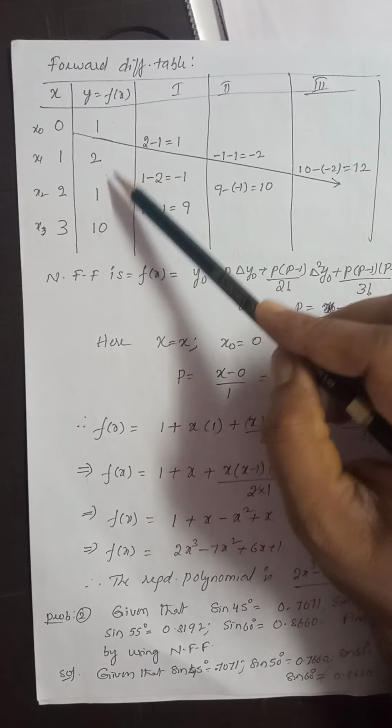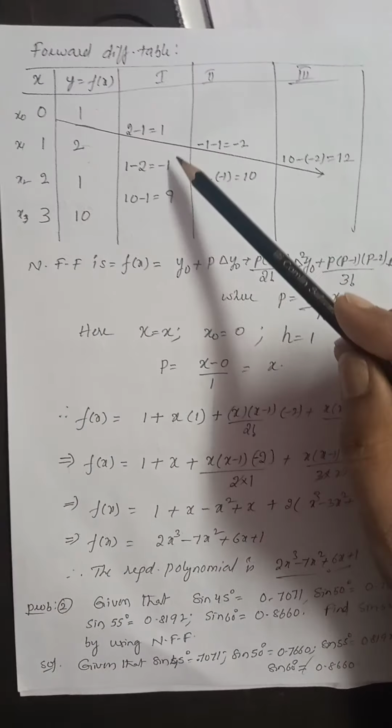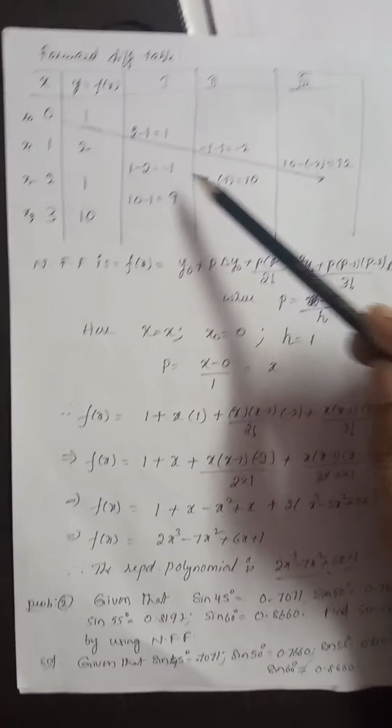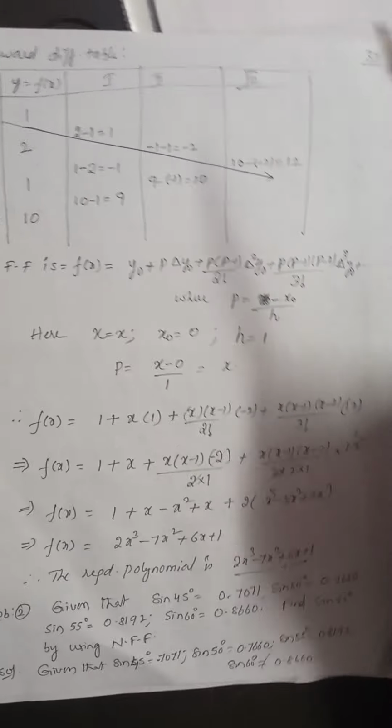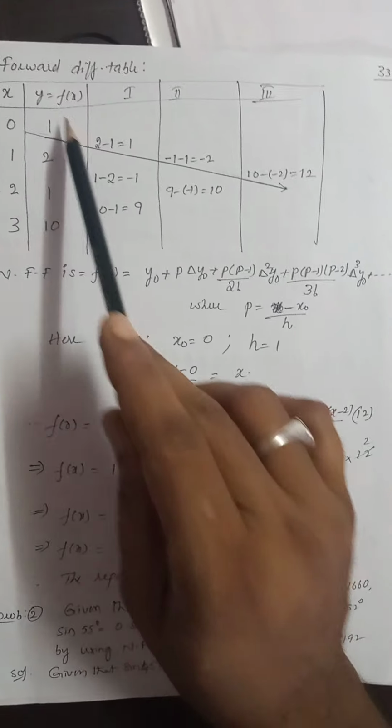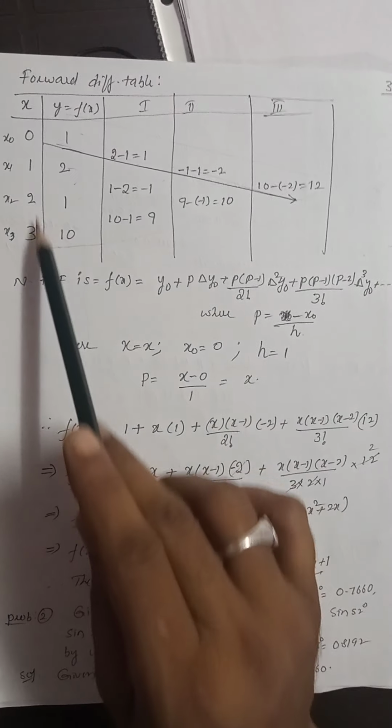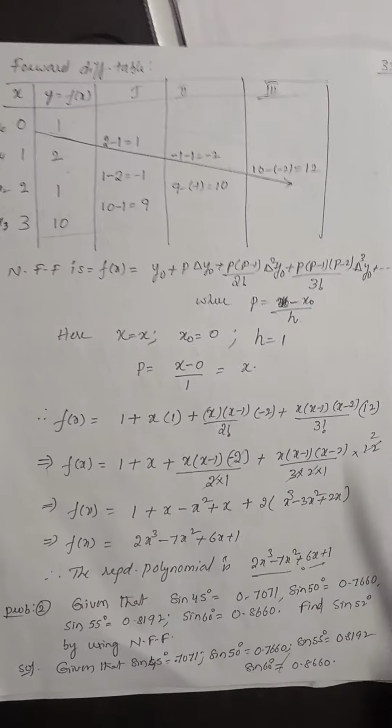2 minus 1 is 1, 1 minus 2 is 1, 10 minus 1 is 9. Again minus 1 is minus 2, 9 minus 1 is 10, 10 minus 2 is 10. See, draw the arrow mark like this. If you construct the table, the difference table should come in a triangle shape.